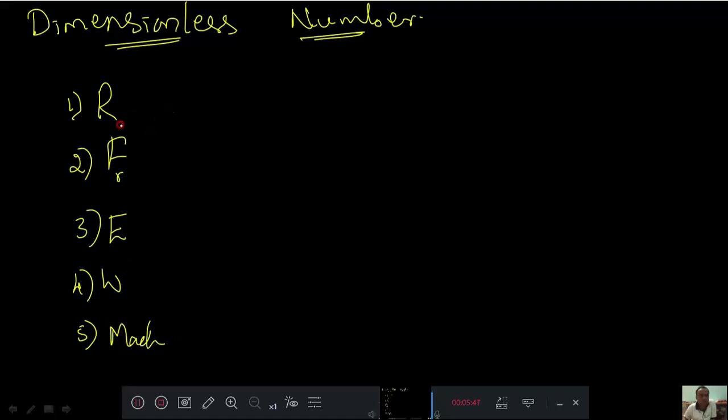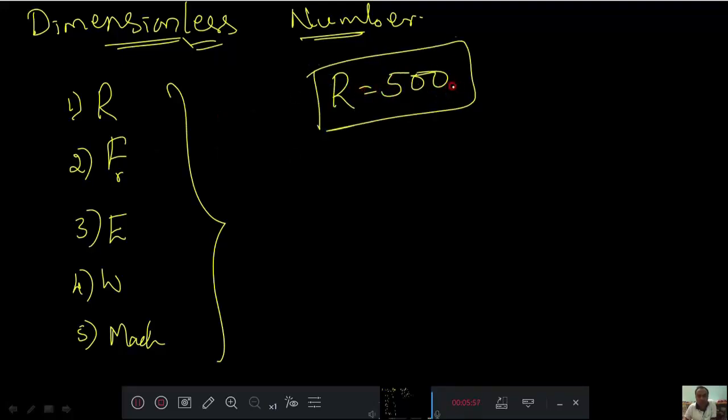Now what are these numbers? These are all dimensionless numbers, which means they don't have any dimensions. For example, if I say the Reynolds number is 500, this 500 doesn't have any dimension. It is not telling any practical meaning. What is the meaning of 500? But by knowing this 500, some property will be assumed, some property will be estimated.